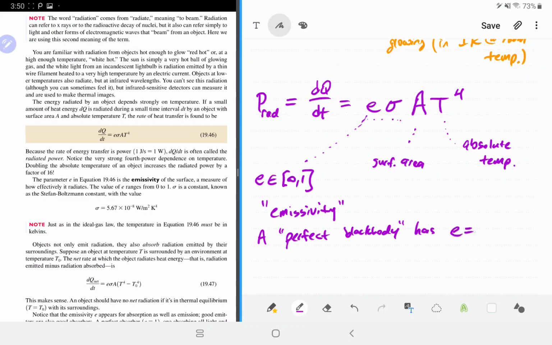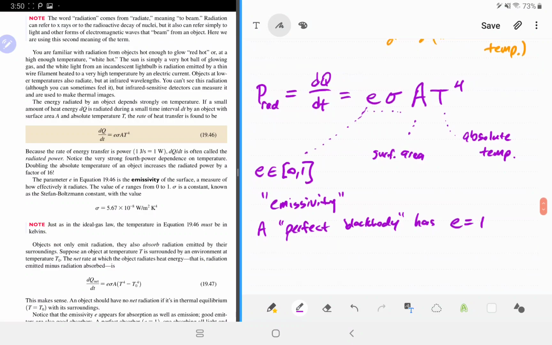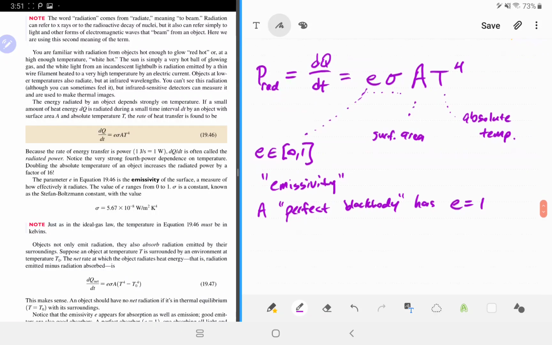has emissivity equal to 1. It turns out, like I was saying before, that's a really good approximation for something like the sun. For the sun, you can just plug in E equals 1 and it matches up really well. So this depends on a lot of factors. Just colors, different colors will have different emissivities depending on how efficiently it absorbs and emits radiation.